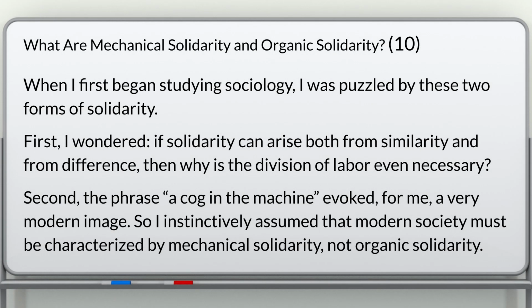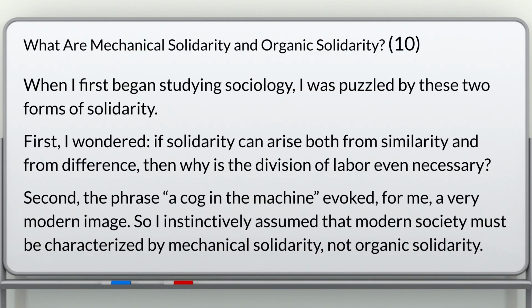When I first began studying sociology, I was puzzled by these two forms of solidarity. First, I wondered, if solidarity can arise both from similarity and from difference, then why is the division of labor even necessary?